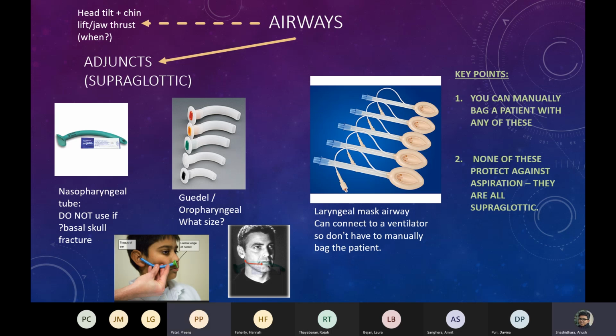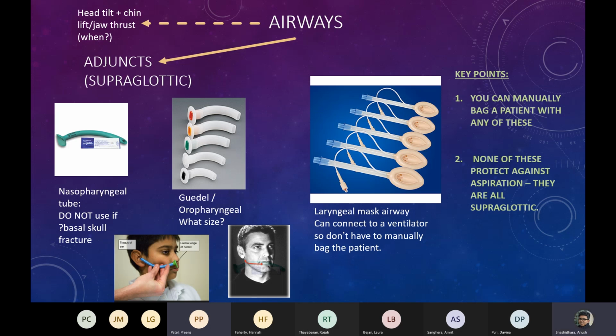So this isn't a Goodell, this is an NP airway. Yep, it stands for nasopharyngeal. And you don't use it if they have a base of skull fracture, because there's a risk that as you go up the nose, it can go, instead of the pharynx, up into the brain.